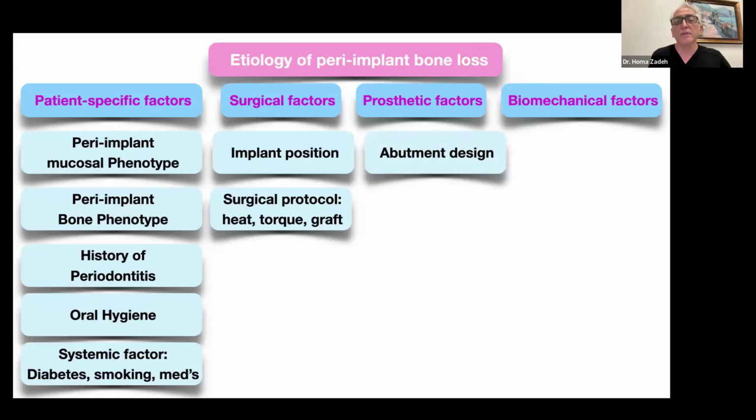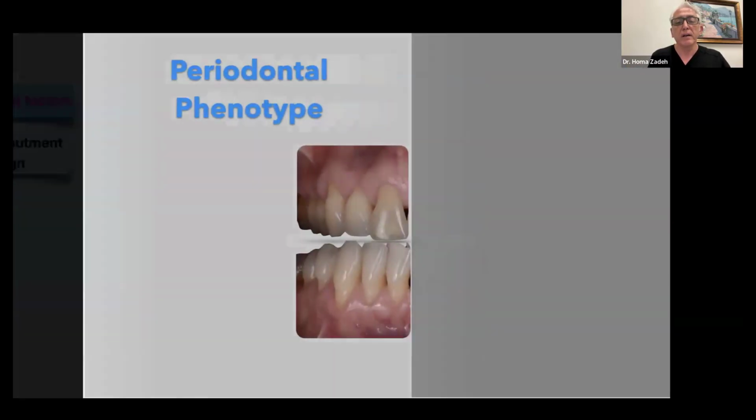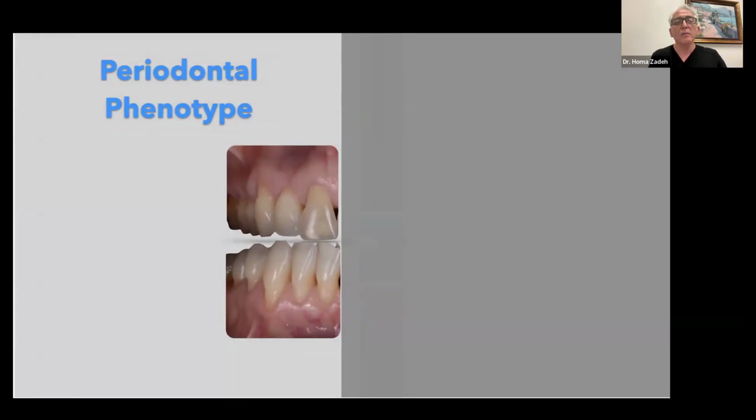Prosthetic factors also include abutment design, prosthetic design, very broadly. We'll touch upon that. Biomechanical factors are important, and we're going to also touch on the implant abutment design and many other aspects that we simply won't be able to cover here. So let's talk about the peri-implant tissues.